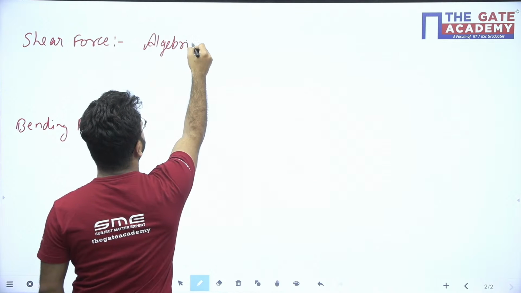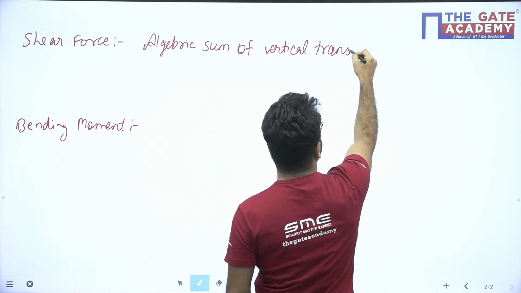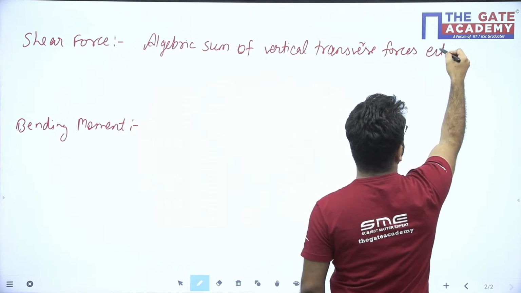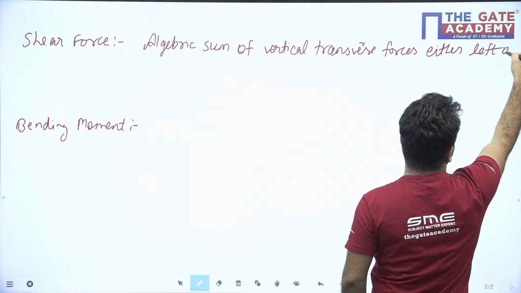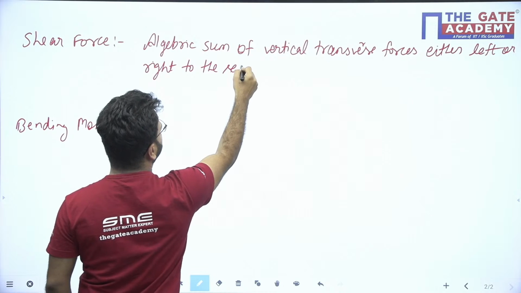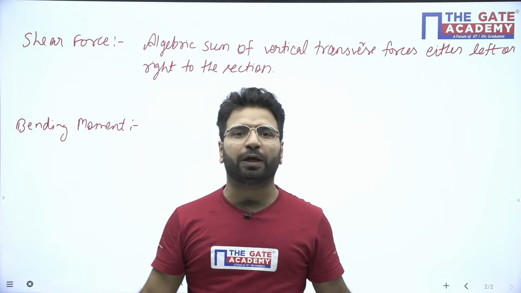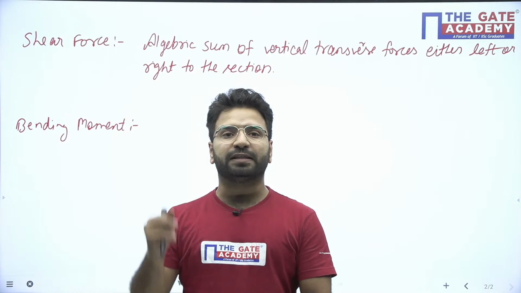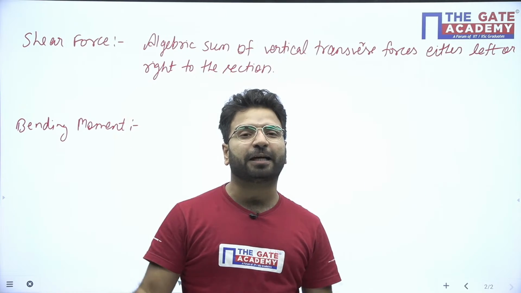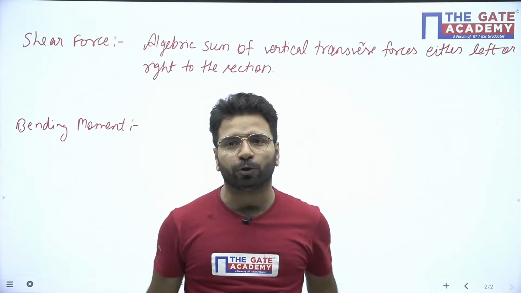algebraic sum of vertical transverse forces either left or right to the section. Okay, means you have to cut one section. If somebody asks you to calculate the shear force at a particular section, it's not that you can see only the left side or only the right side. You can see either left or right, depending upon the question, whichever side is comfortable for you. The definition says you can see either left or right. It's completely your choice. You are free for that.